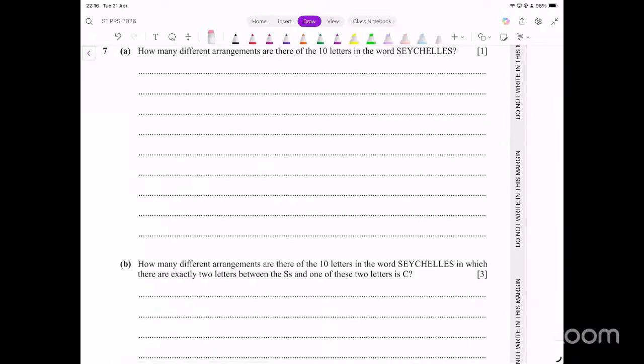All right. 10 letters in this word. 10 factorial divided by. Are there any repetitions? S, S, and that's it. 2 factorial. And then E, E, E, 3 factorial. Are there any other repetitions? Y, C, H, L. There are 2 L's as well. We divide by 2 factorial as well. Okay, and that will give the result. You can see what that is.